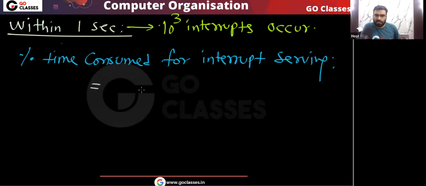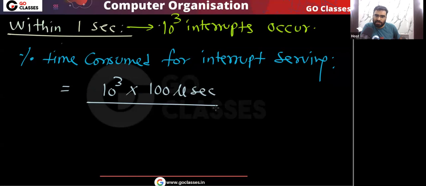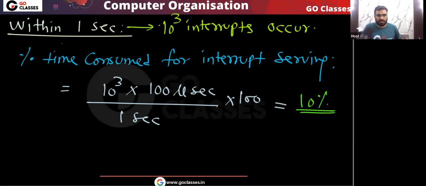So that will be what? 1000 interrupts are already coming, remember. Every interrupt is consuming 100 microseconds, yes or no? So there are these many interrupts multiplied by 100 microseconds per interrupt, divided by 1 second, multiplied by 100 because we want to find the percentage. Correct? So what is that value? That value will be 10%. You can check this.